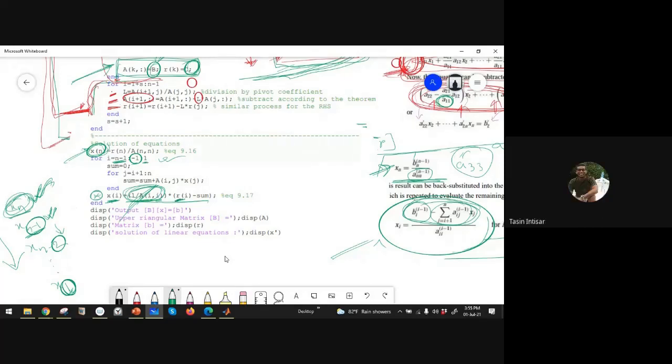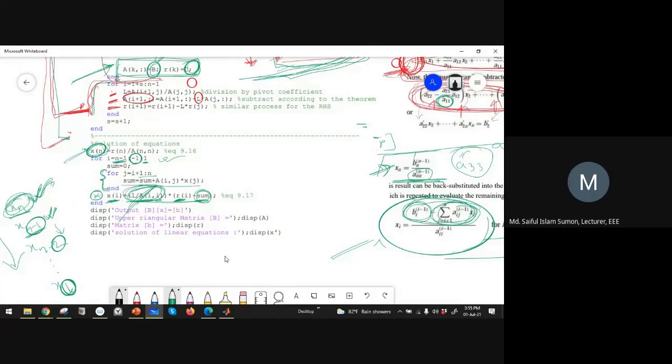Sir, R is available. R is being represented, R is representing the right hand side. So bi means ri minus this sum. And how are we going to get this sum? With the help of this loop: for j equal to i plus 1 to n, sum is equal to sum plus this one.